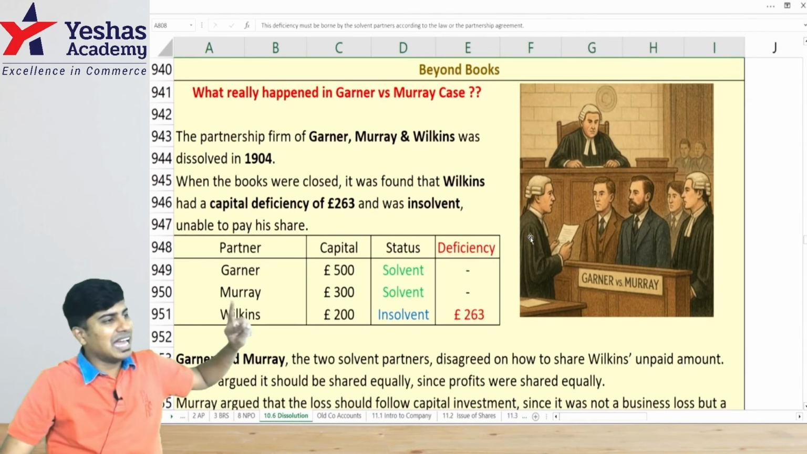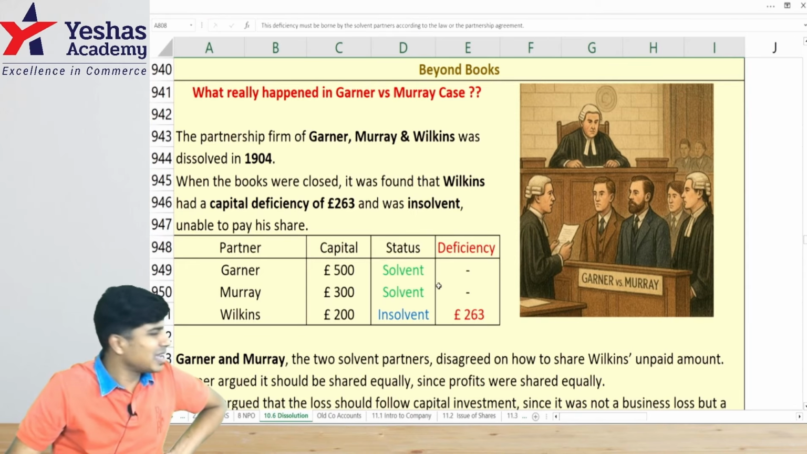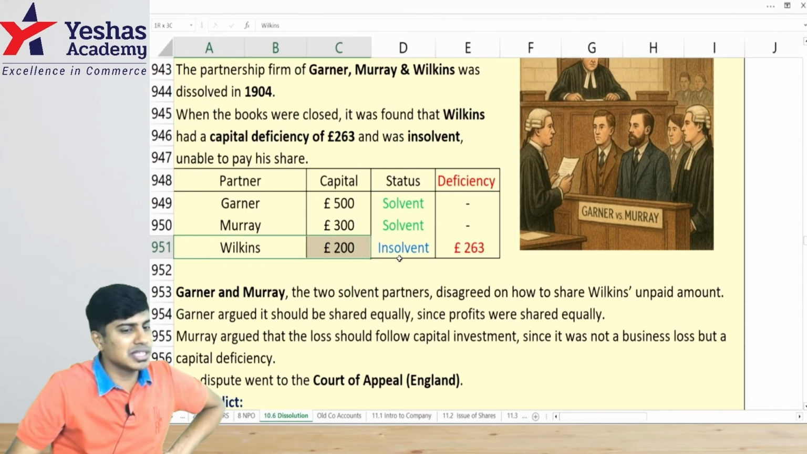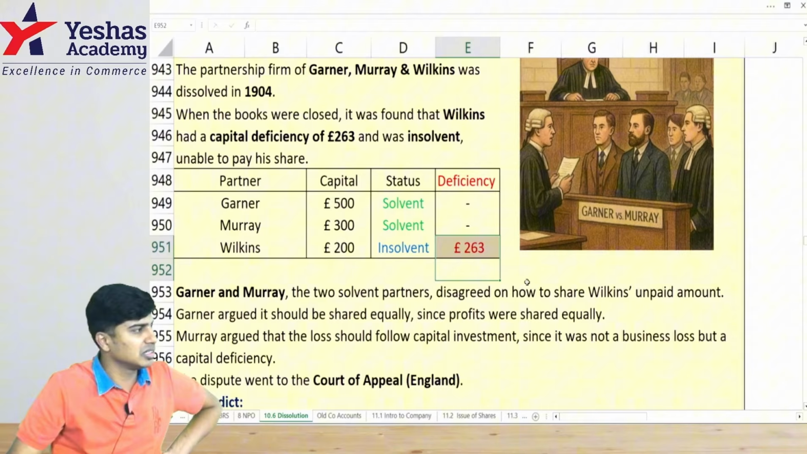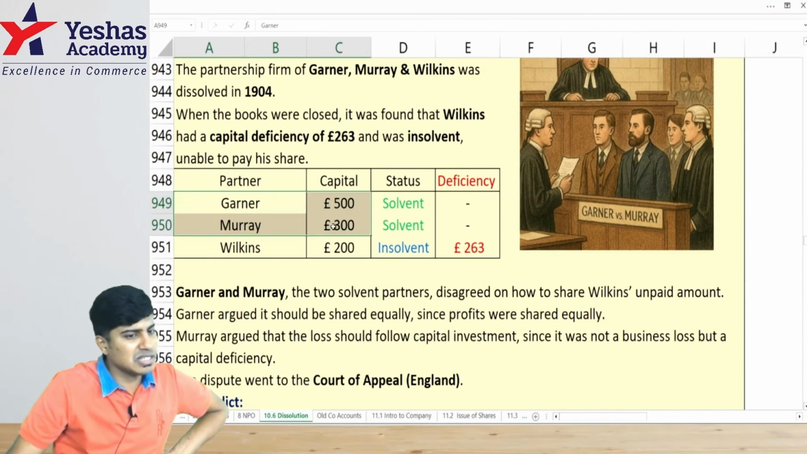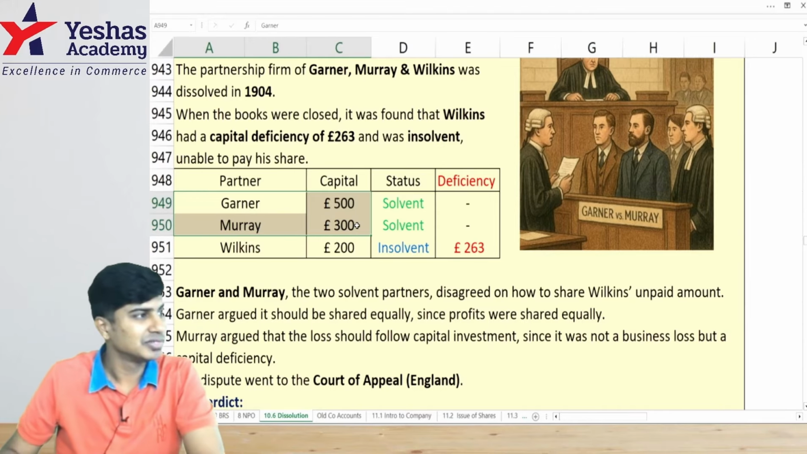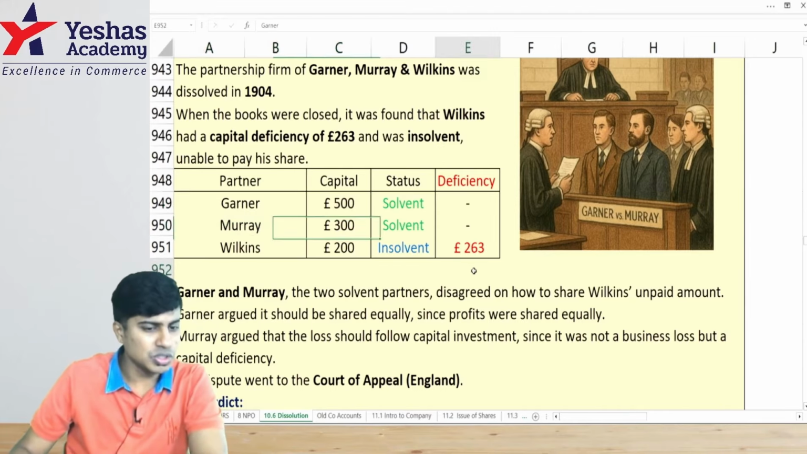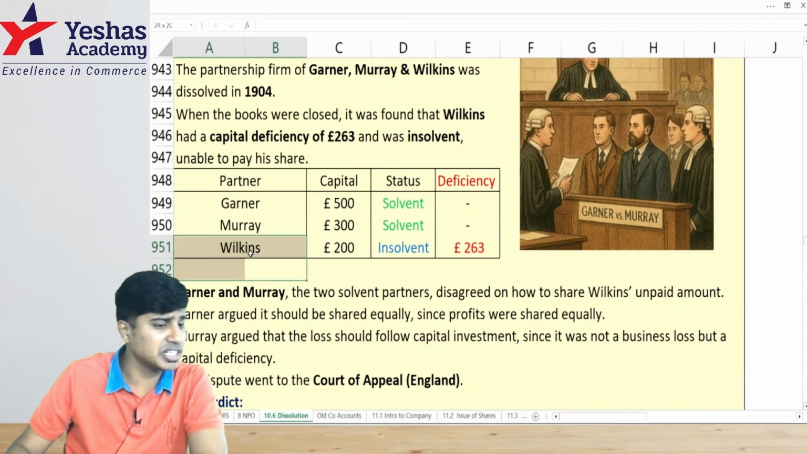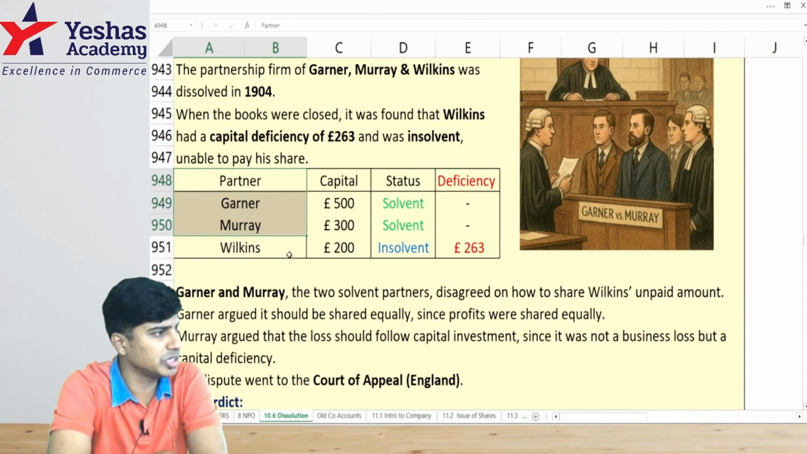Very simple. Garner, Murray and Wilkins, three of them were partners in a business. Wilkins became insolvent and Wilkins' capital had a 263 pounds deficiency. Garner and Murray have capital of 500 pounds and 300 pounds, but their profit sharing ratio is equal. Garner is telling that this 263 pounds deficiency of Wilkins, we both, Garner and Murray, will share in a 1:1 ratio, equally.